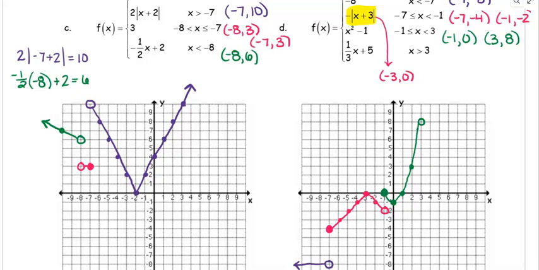Now, the last part that I have is going to be the 1/3 x plus 5 when x is greater than 3. I want to figure out my starting point. So I'll plug in 3 times 1/3. Well, that's 1. 1 plus 5 is going to give me 6. So 3, 6. I have another open dot there. And then I'm going off to the right here. I'm going to use my slope. So I'm going to count 1 up and 3 over. 1 up and 3 over. And we'll connect the dots.